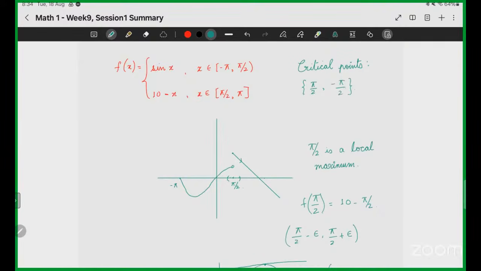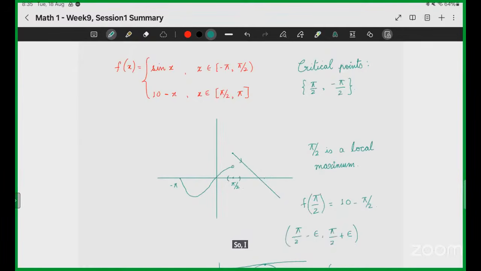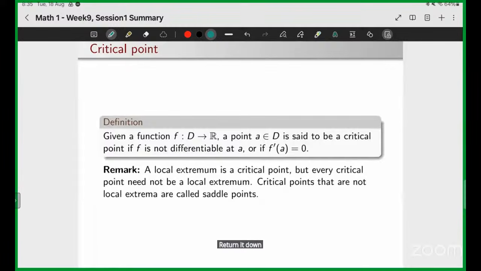Are these all? Why? So why are these the critical points? The graph has a maximum and minimum value on these between this domain. No, you should not look at the maximum and minimum and call them the critical points. A critical point is an independent definition. The relationship between critical points and maxima, we have not written down explicitly yet. So what does the definition say over here? You should look for points where the derivative vanishes or for the points where the derivative does not exist.